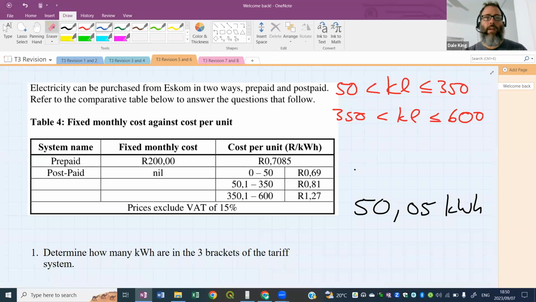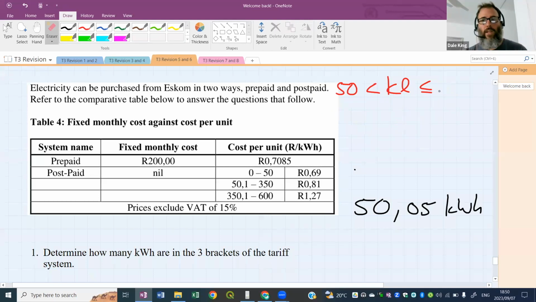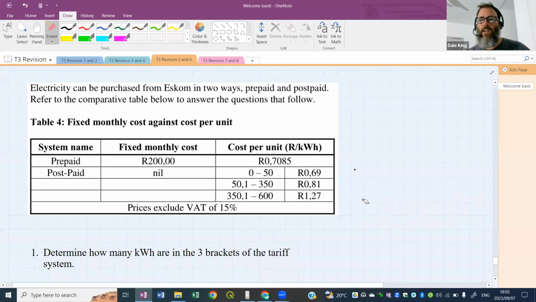But because this is math literacy, we don't want to show you inequality signs. I've seen them before in an exam. I've seen tariff tables with these things before, but what they do is they do the little comma 1 trick. All it means is you move into the next bracket if you're above 50. So our 50,05 would mean we are in the second bracket. Now, when I ask you how many kilowatt hours are in each bracket, please don't use the comma 1.